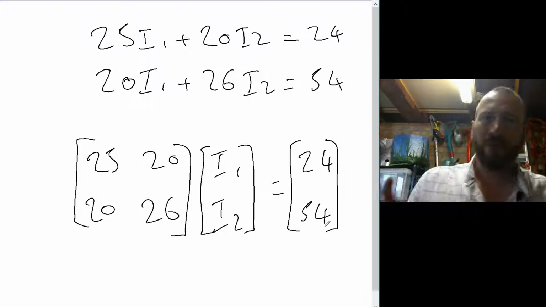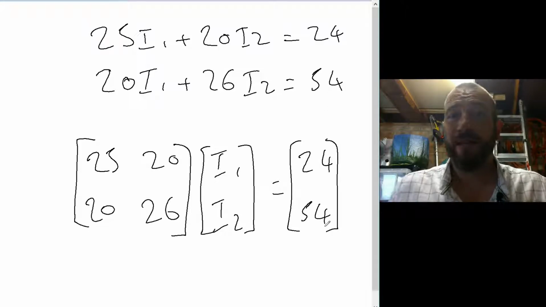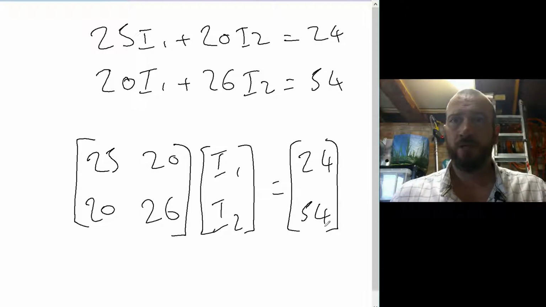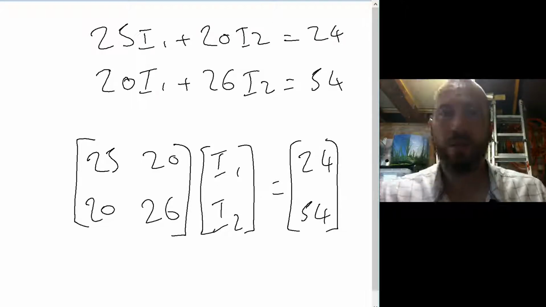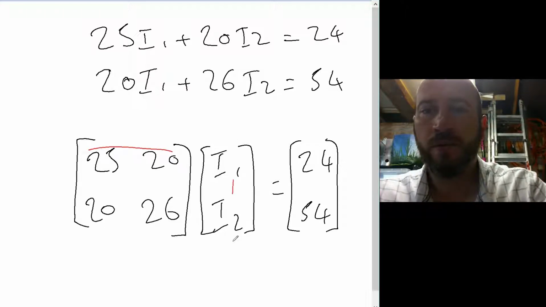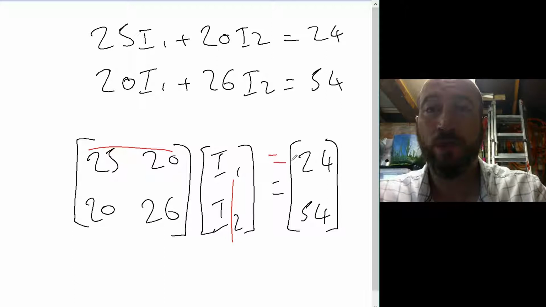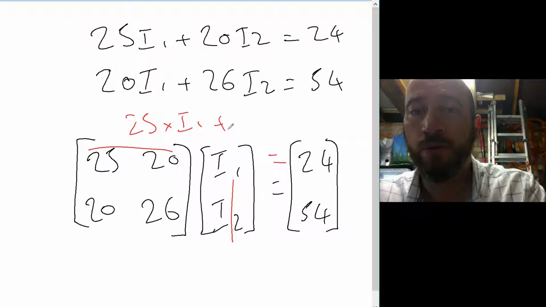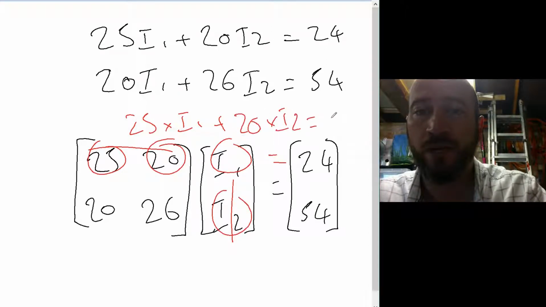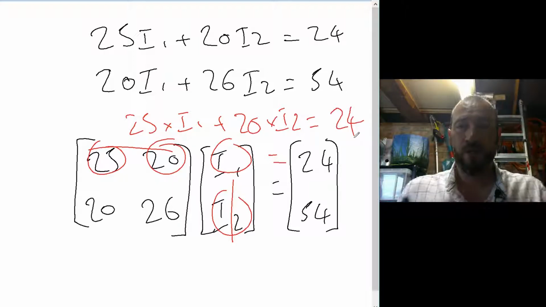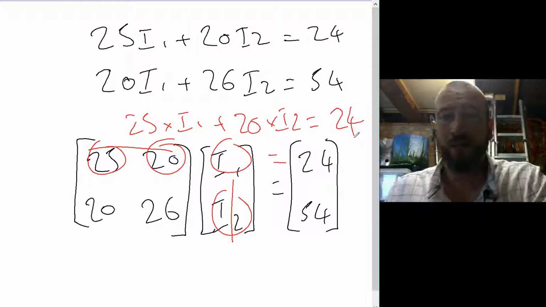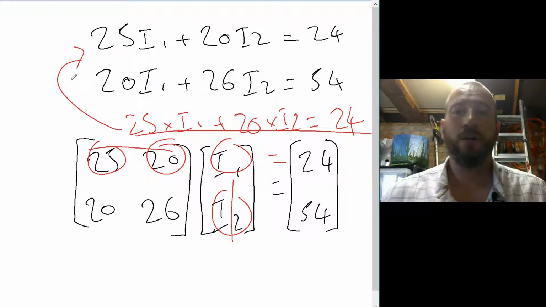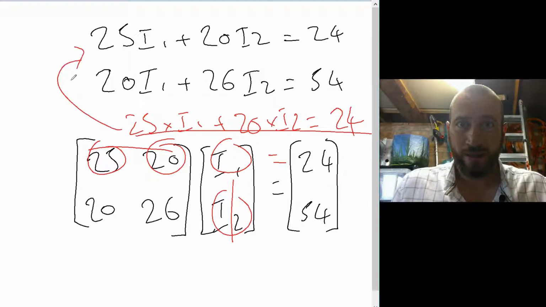Now we can learn how to break them down like that by figuring out how they go back together. If you remember the row times the column principle that we were talking about, this row times this column is equal to 24. That means 25 times I1 plus 20 times I2, and it equals 24. So you can see this equation is exactly the same as that equation. So the matrix has been built correctly.